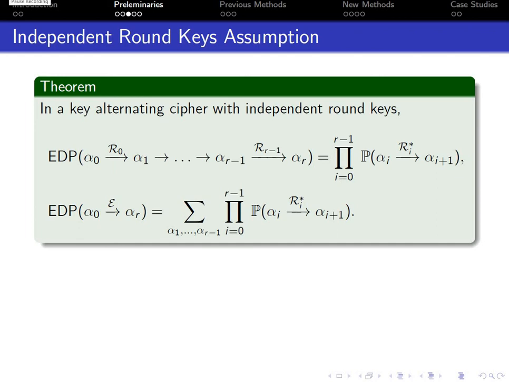This can be generalized to compute the expected differential probability of a differential, that is the sum of these multiplications over all the intermediate state values alpha_1 to alpha_{r-1}.